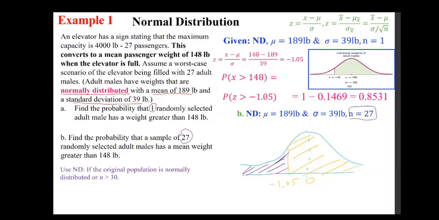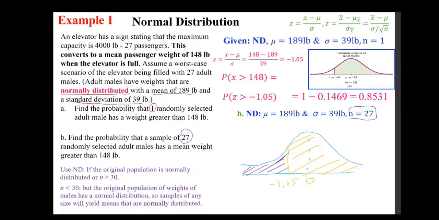So we're going to use normal distribution if the original population is normally distributed or n is larger than 30. In this case, the original one is normally distributed, and we are going to use CLT anyways, okay? Because the original population of weights of males has a normal distribution. So samples of any size will yield means that are normally distributed. Now, we're going to continue with the same thoughts. I'm going to erase this. You no longer need that.